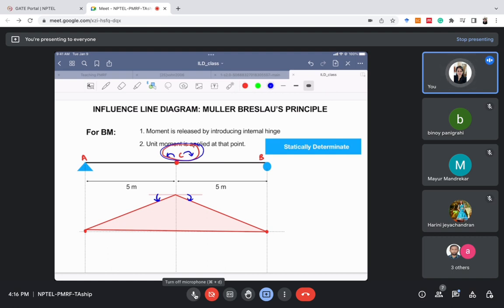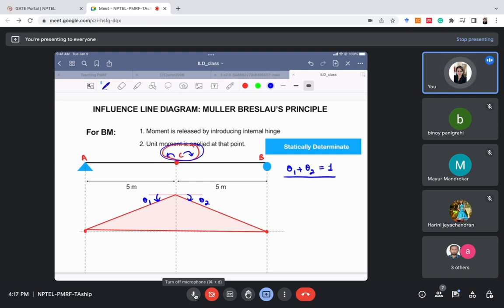Now we have identified the shape of the ILD for bending moment, but here we should also know the different ordinates. In shear force and in reaction, the main thing was that the total displacement should be 1. In this case, the total rotation should be 1. Let's call them theta 1 and theta 2. So the total rotation, theta 1 plus theta 2, should be equal to 1 in order to find the ordinates.